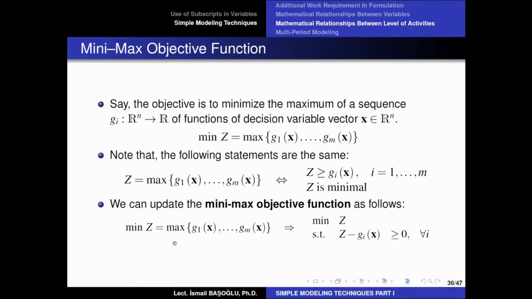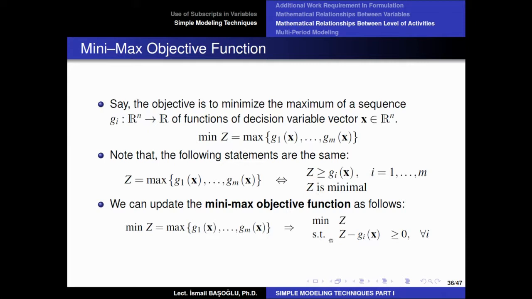Then what we can do is this. Instead of minimizing z itself, which is defined as the maximum of these m different functions defined over the same decision variables, we can simply minimize a single real value z, and we can put constraints which indicate z to be greater than or equal to gi of x. Or by taking the gi of x on the left-hand side, we can simply say z minus gi of x is going to be greater than or equal to 0 for all i.